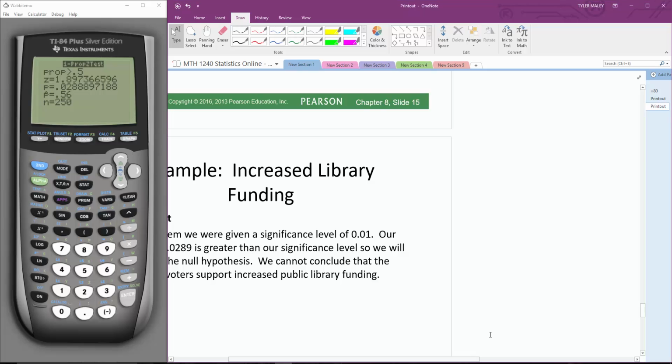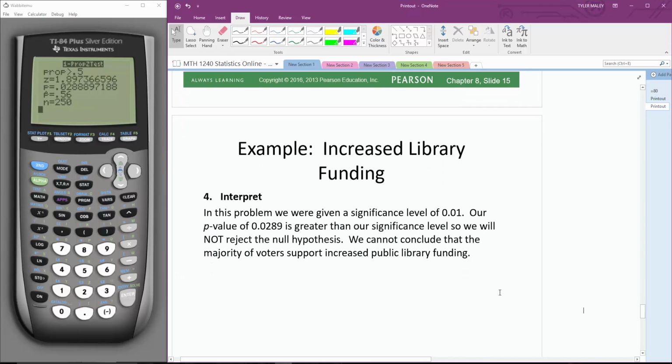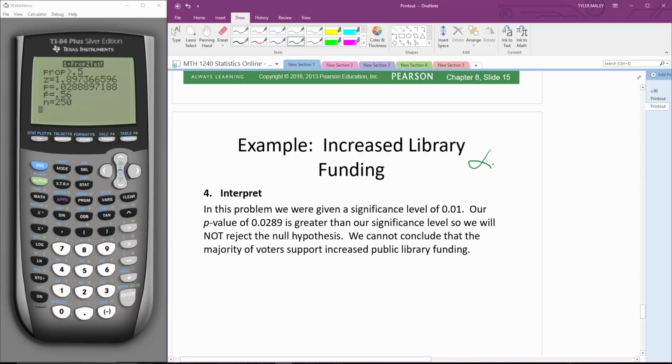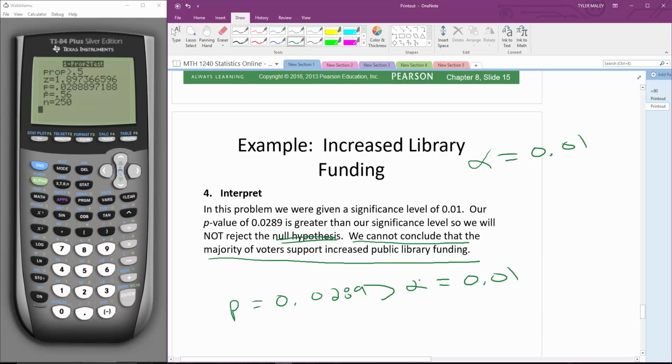So now we need to make a conclusion. Remember, my significance level given to us was 0.01. So the p-value is 0.0289, which is bigger than alpha of 0.01. So we fail to reject the null hypothesis. So we say that we cannot conclude that the majority of voters support increased public library funding. That's the interpretation, a conclusion. You should always state the conclusion in the context of the problem, so that you understand what we did and what everything means.